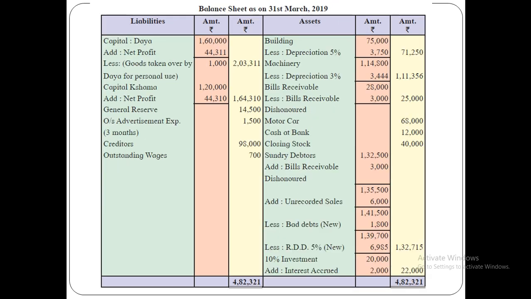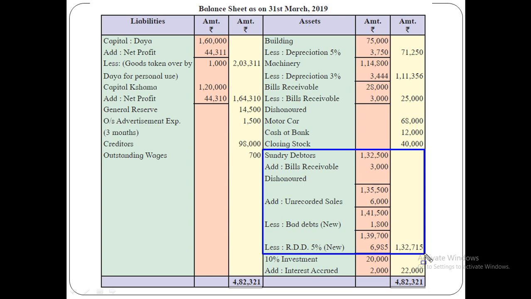Here the sundry debtors item has various adjustments, about 4 adjustments. So we have to write it at the very top and leave a minimum of 7 lines for this particular adjustment. As shown in the book, we have a solution. See here carefully. There are very huge adjustments to this particular item.